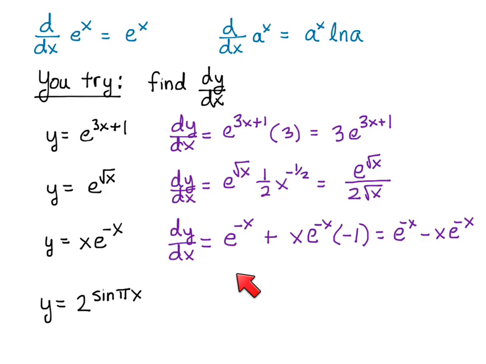By the product rule, first we take the derivative of x, which is 1, and then times e to the minus x. And then we retain the x and take the derivative of e to the minus x, which is going to be e to the minus x times negative 1. And so I'm just going to make that negative 1 coefficient out front, and I get e to the minus x minus x e to the minus x, if I wrote it right. Okay?